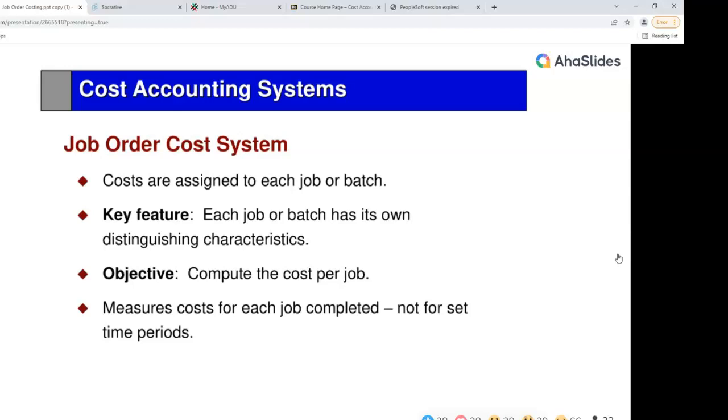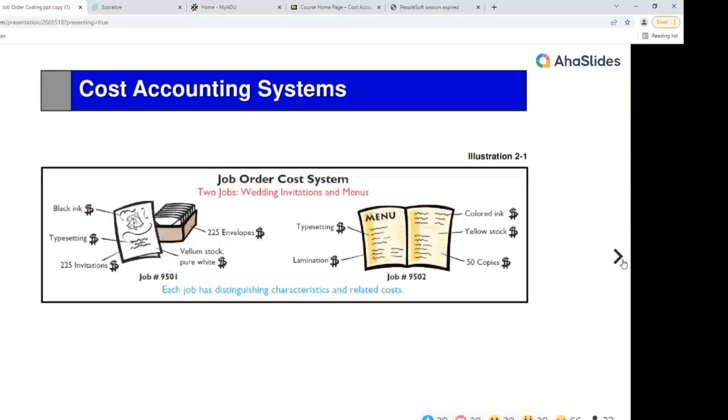But my objective here is to compute the cost per job. All right, so I measure the cost of each job complete. That's what I'm doing. I'm measuring the cost of the jobs that I complete on the work in process on the shop floor. For example, I'm a printing job.